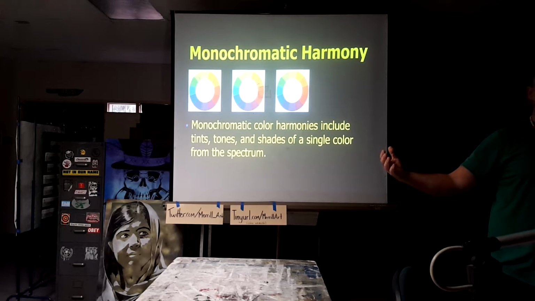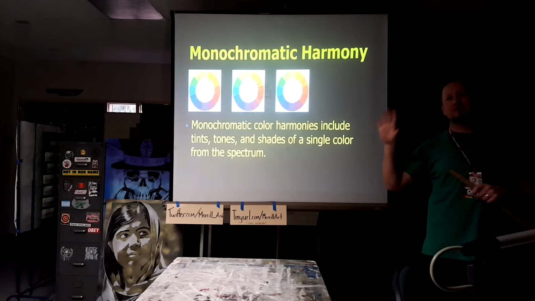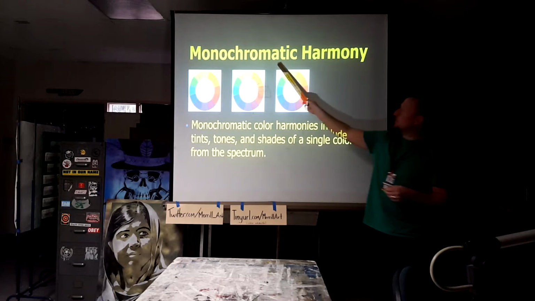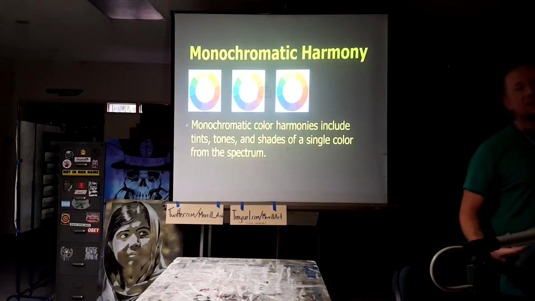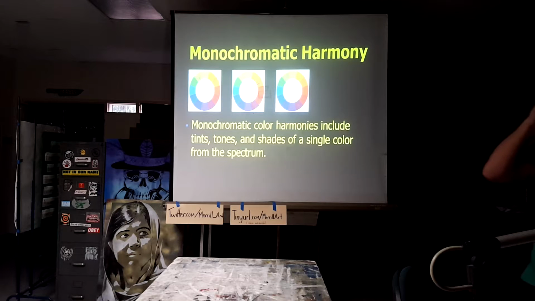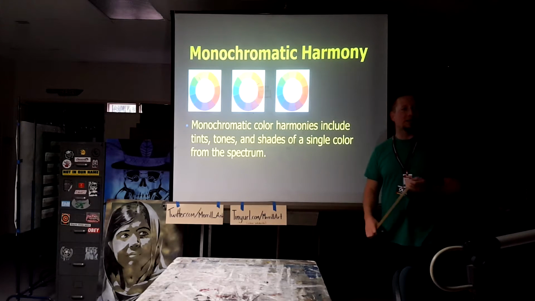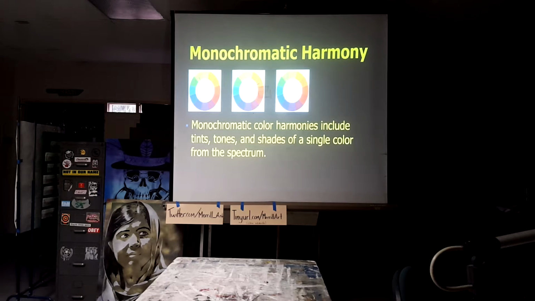Wait, so chrome means what? Well, chrome is more like a different term. You know, when you talk about chroming somebody's rims or their bumper or something. Yeah. But chroma itself as the root means color. All right? So monochromatic means one color. This is really easy, guys. Tints, tones, and shades of a single color from the spectrum. All right? So I'm going to show you some examples.